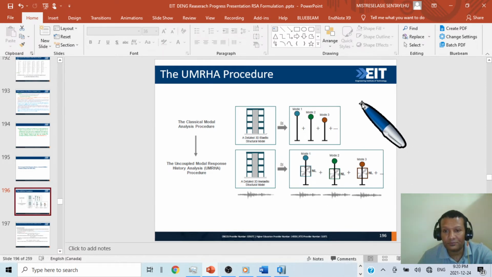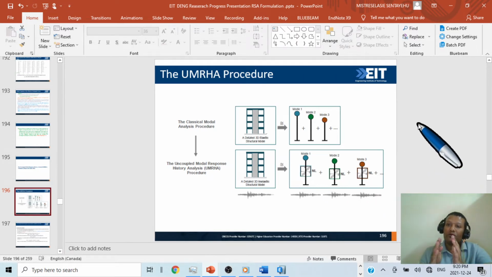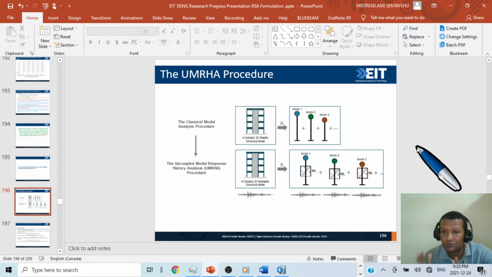monotonic or cyclic pushover analysis, and we generate the pushover curve. Then we will idealize that pushover curve with a bilinear curve, and we will assign it to our nonlinear single degree of freedom system. So for the first mode, we will have a first mode idealization curve. So when we perform the second mode, we will have a second mode idealization. So we cannot use the same curve for each mode. So we have to perform cyclic pushover analysis for each step.